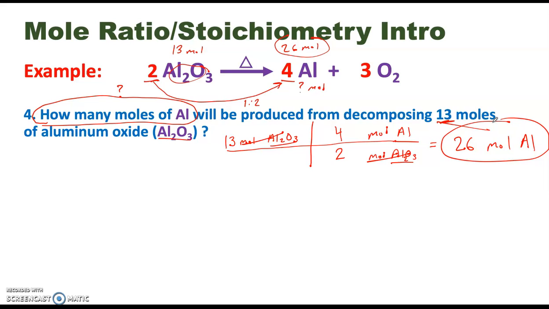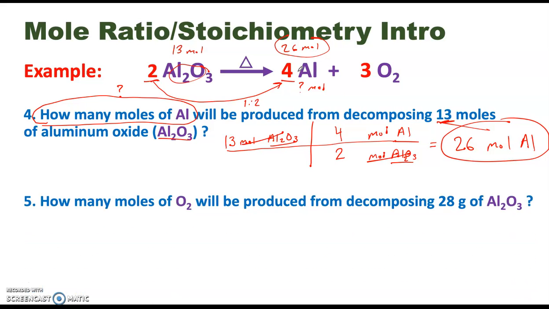So that's how you do the mole ratio, convert from one thing to the next. And obviously if you're going to oxygen, you just put a 3 on top here instead of the 4 if you're going to oxygen instead of aluminum. So that's intro to mole ratios, and I will save this problem for the next video.